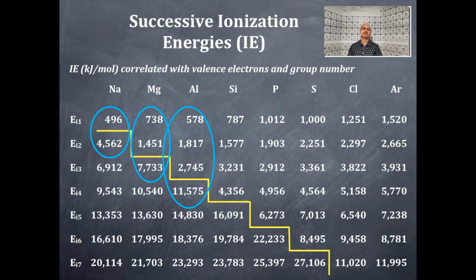Argon already has a full outermost shell, and that's why it's 1520 kilojoules per mole to remove the outer electron on argon. So that's effectively not going to happen. Chlorine also has a high ionization energy as well because it's a non-metal. Non-metals don't like to lose electrons, and therefore they like to gain electrons instead. So that's why those values are already high as well.